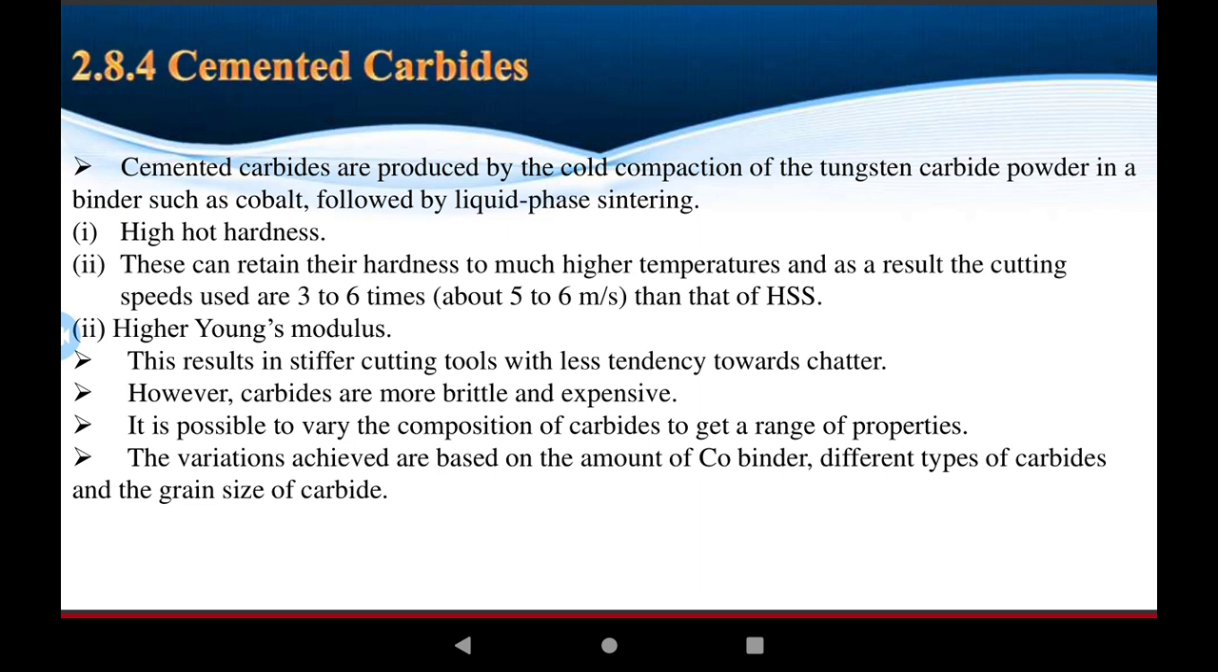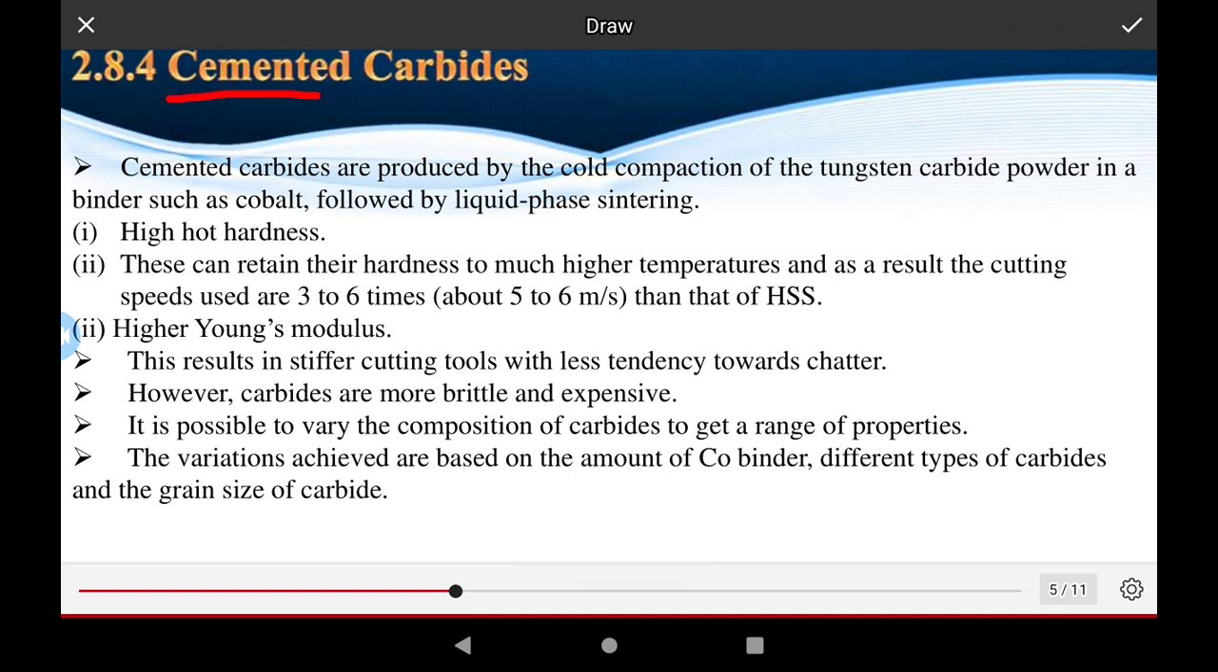Cemented carbide, this is our next material. Cemented carbides are produced by cold compaction of tungsten carbide powder in a binder, followed by liquid phase sintering. They have higher hot hardness than steel and can retain hardness at high temperatures. As a result, cutting speeds used are 3 to 6 times those of high speed steel.